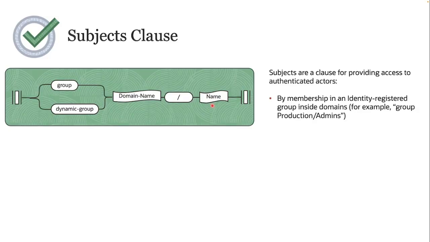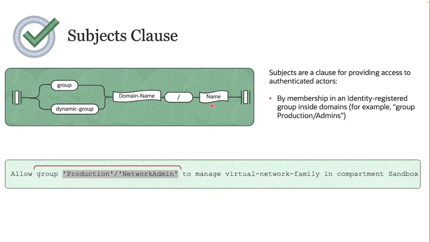Let's take an example. Suppose you want to write a policy for network admin group in your production domain. Then the policy will look like what you see on the screen. For now, just focus on subject, where the group keyword is used and then domain name / group name.